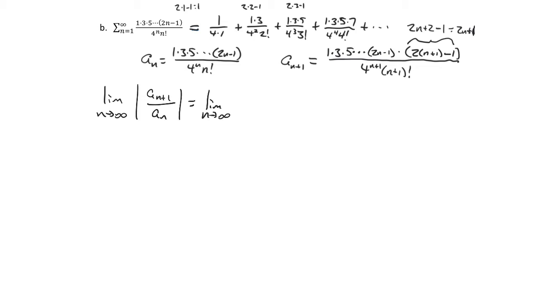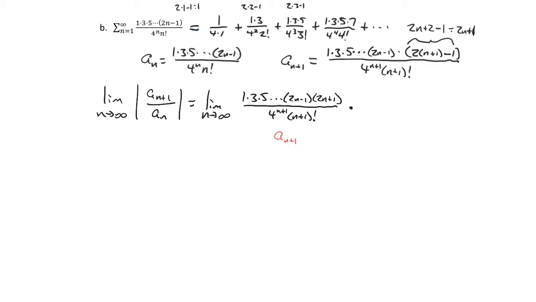I'm going to write a sub n plus 1. We do not need the absolute values because everything inside is positive. So a sub n plus 1 is 1 times 3 times 5, dot, dot, dot, 2n minus 1, 2n plus 1, all divided by 4 to the n plus 1 times n plus 1 factorial. Okay, that's a sub n plus 1, right? Let me write that here. That's a sub n plus 1.